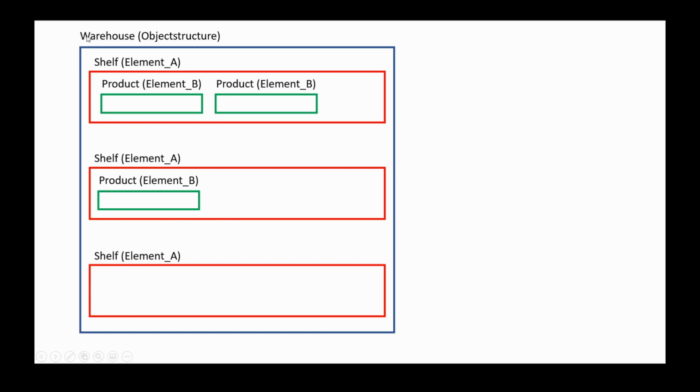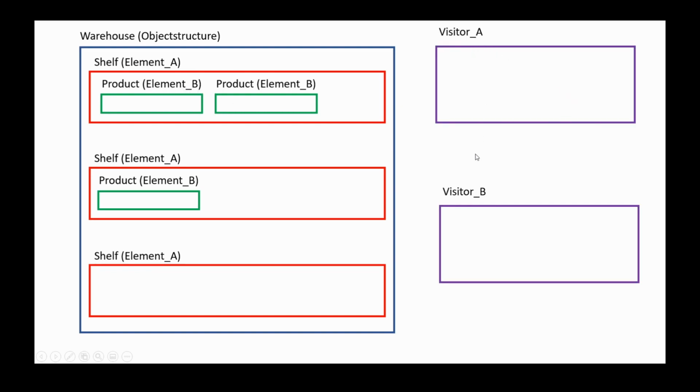For example, we have here a warehouse, which is our object structure. Then we have in our warehouse shelves. Each shelf is from type element A, and each shelf contains different products, and each product is, for example, element B. Then we have our two visitor methods. Visitor A operates only on the shelves, and visitor B operates only on the products.